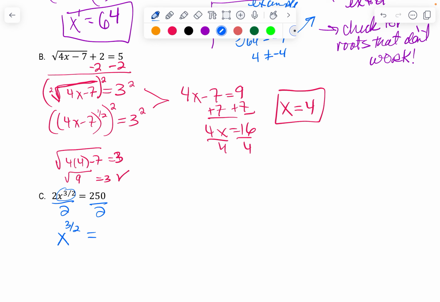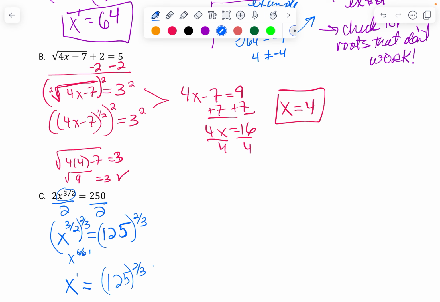Oops, and I'm still not writing. 125. Okay, now our end goal is to get x to the first power. To get x to the first power on this one, I'm going to have to multiply by the reciprocal, 2/3, because a power to a power, as long as I do it to both sides, that's legal. And then if I do this, I get x to the 6/6, which really reduces to 1, which was my goal. So now I've got this x equals 125 to the 2/3.